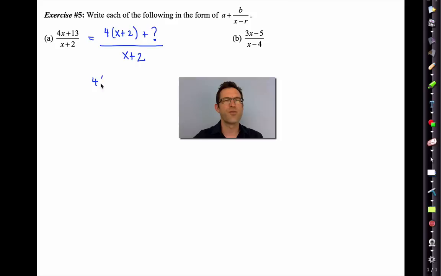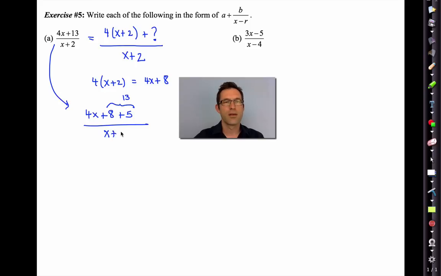Well, what is 4 times x plus 2? That's 4x plus 8. So I could write that numerator as 4x plus 8 plus 5, because these two added together are 13. And now I can break this up as 4x plus 8 plus 5, again, addition is associative.